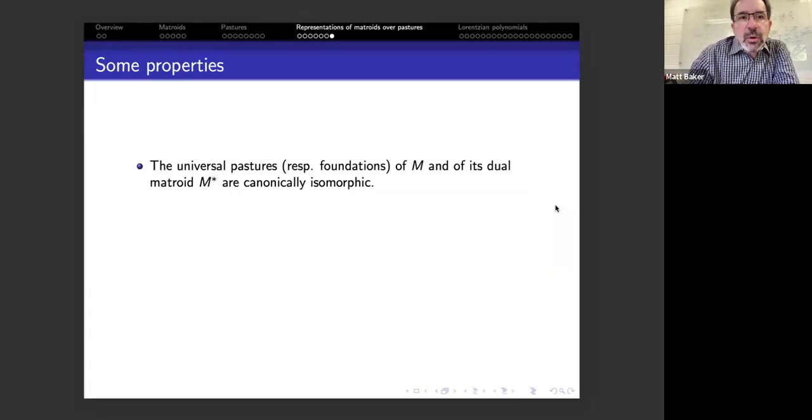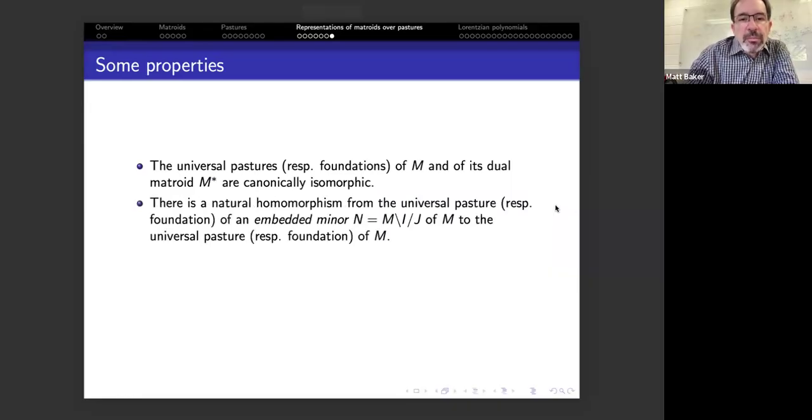All right, just for the record, I don't think I'll really need these things later, but the universal pasture of M and its dual matroid are canonically isomorphic. Same for foundation. If you have a minor N of a matroid M, there's a natural map from the foundation of N to the foundation of M. Technically, you need an embedded minor, namely, you need to keep track of what you deleted and what you contracted, because the homomorphism depends on that data.